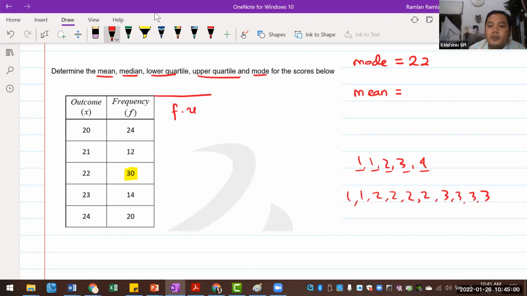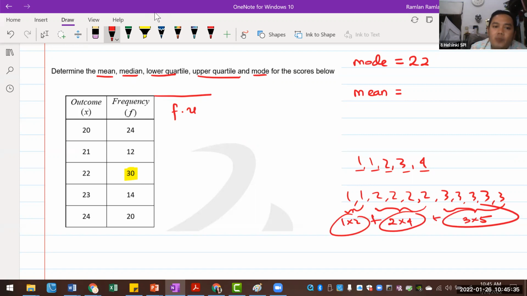Something like this, for example. If you want to find the mean of this data here, you just add 1 plus 1 plus 2 plus 2 plus 2 and so on. But actually, there is another way to do that. We can count it like this. If I have two of these, I can write this down as 1 times 2. And if I have 4 of these, I can write down 2 times 4. And if I have 5 of these, I can write down 3 times 5. And then you add all of those numbers. So basically, why we're writing down this f times x is to find these values.